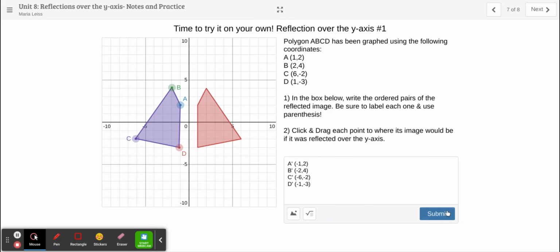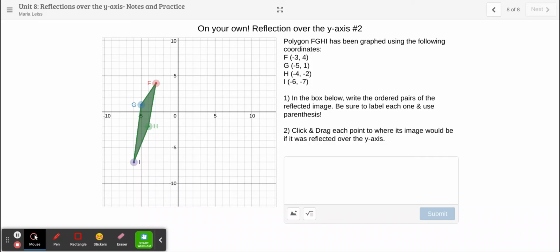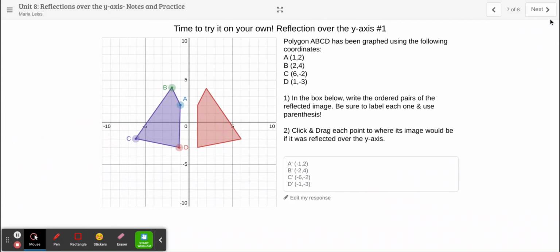So this slide is done. You hit submit. And you're going to do the same thing on your own on slide 8. You'll turn in slides 7 and 8 into Echo, and that's all for today.